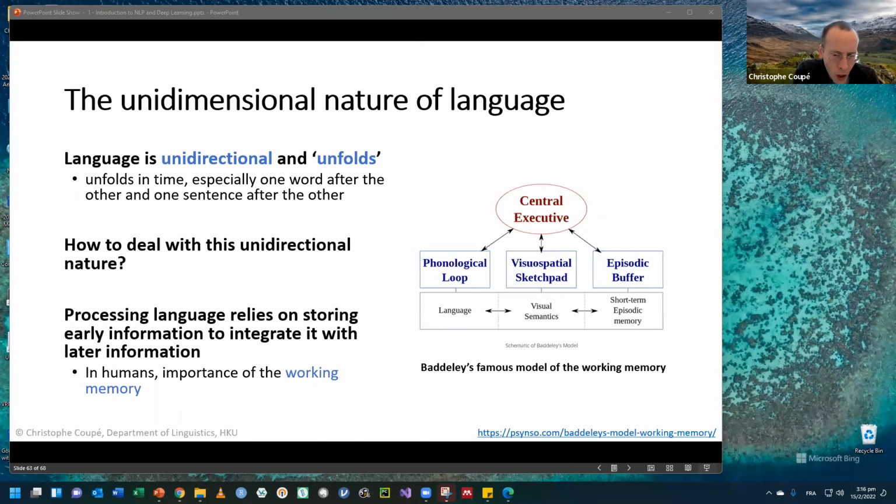What we do in our mind, and that's well known, is that we store early information, let's say the beginning of the sentence, for instance, to then integrate it with later information, the second part of the sentence. And we do that because in our mind, we have something that is very well known, which is called the working memory. And that's how we store information for a short time in order to integrate this information.